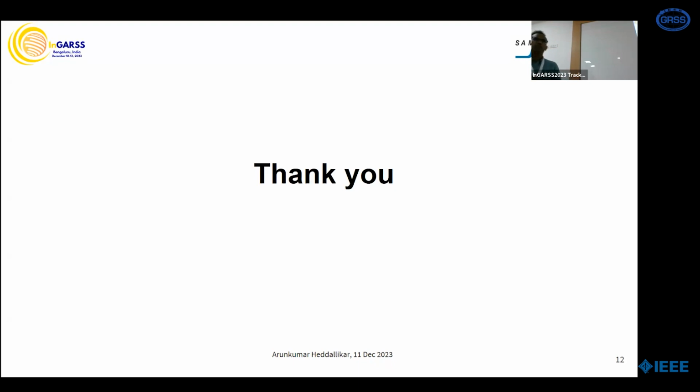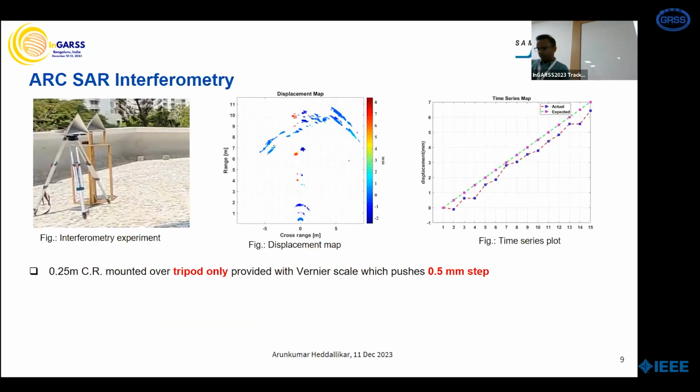You have used a single receiver or two receivers? Here, sir, single receiver. In this, we are using bistatic mode. One is transmitting, the other is receiving. This is bistatic mode. Any other question? Sir, now your interferometric plot, is the backscattering only, not bistatic? They are almost co-located.